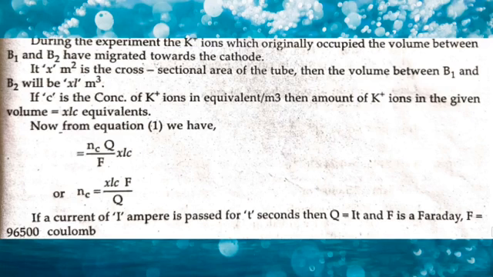Now from equation 1 we have n_c equals Q, the coulombic charge, upon F, into x l C, or n_c equals x l C F upon Q. If a current of I ampere is passed for t seconds, then Q, the coulombic charge, is equal to I t, and F is the Faraday constant, equal to 96500 coulomb.